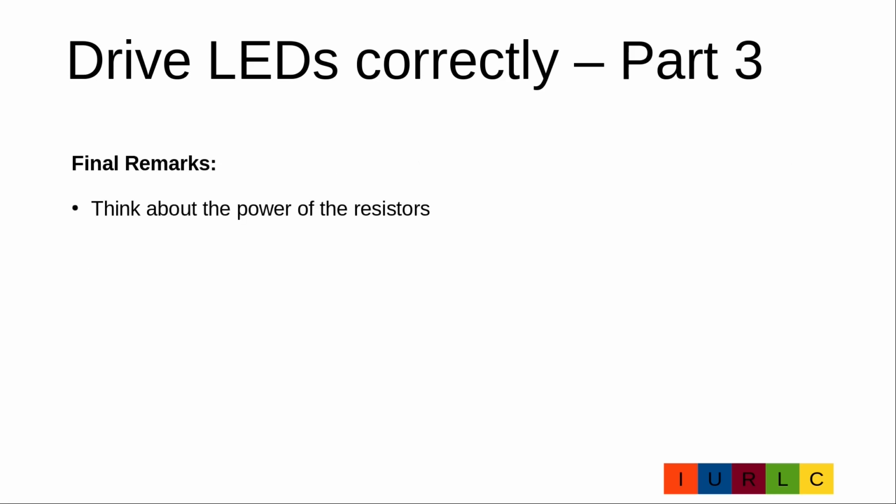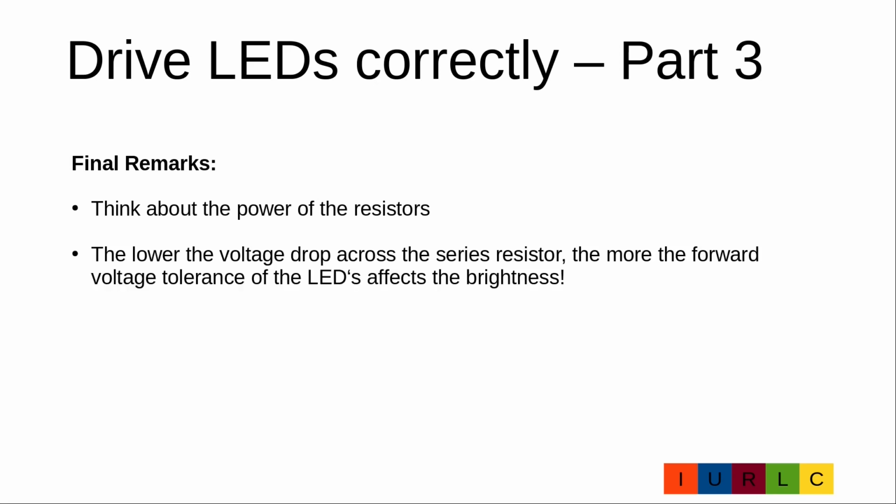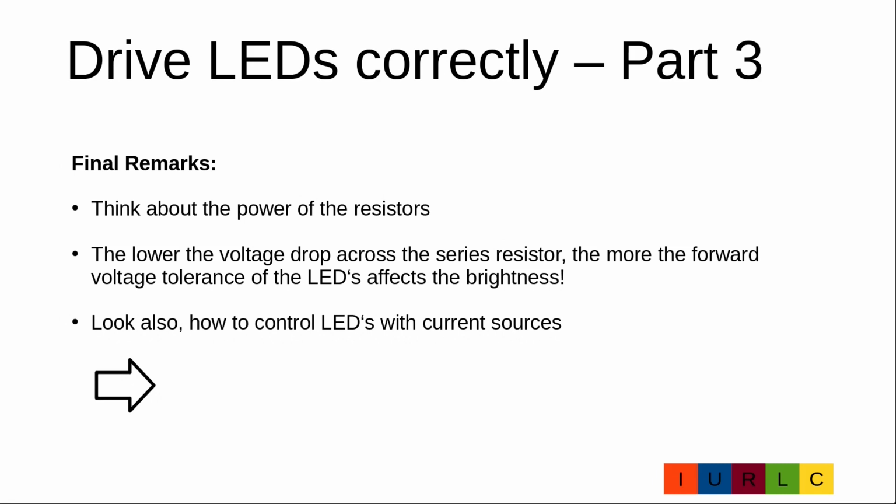Some final remarks. Think about the power of the resistors. Especially the pre-resistors often have a power dissipation of several hundred milliwatts, and you must ensure that this power is guided in a proper way to the ambient. We have also seen the lower the voltage drop across the pre-resistor, the more the forward voltage tolerance of the LEDs affects the brightness. If you like to minimize the brightness tolerance caused by the forward voltage tolerance of the LEDs or the variation of the supply voltage, you should think about controlling the LED with current sources.